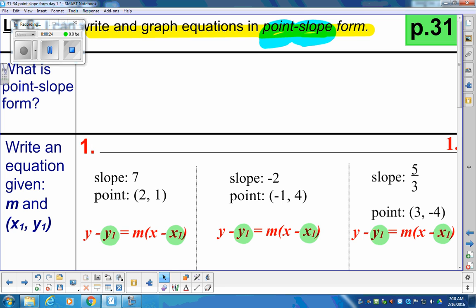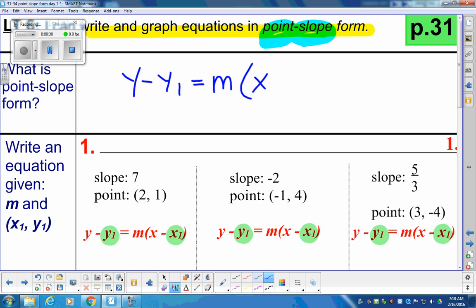So we have this point slope formula, which looks like this. Y minus y1, that's y sub 1, just like we do with slope. The slope m multiplied by x minus x sub 1. Again, that's the sub 1, not x to the first power or anything like that. It's just x number 1.